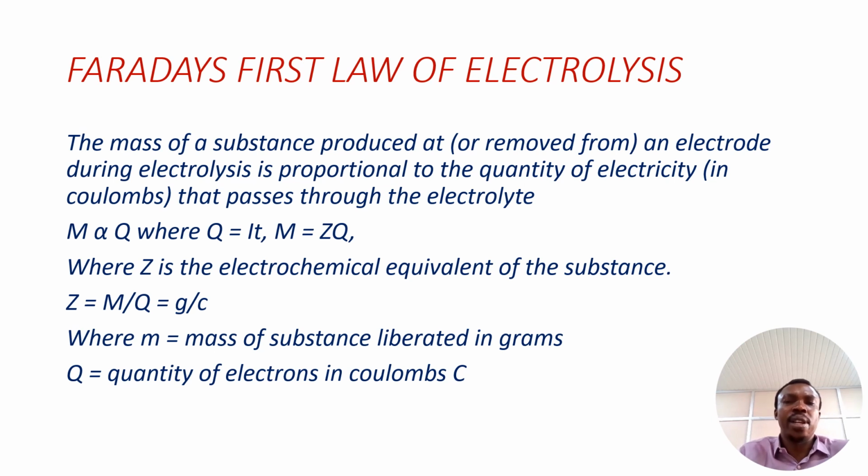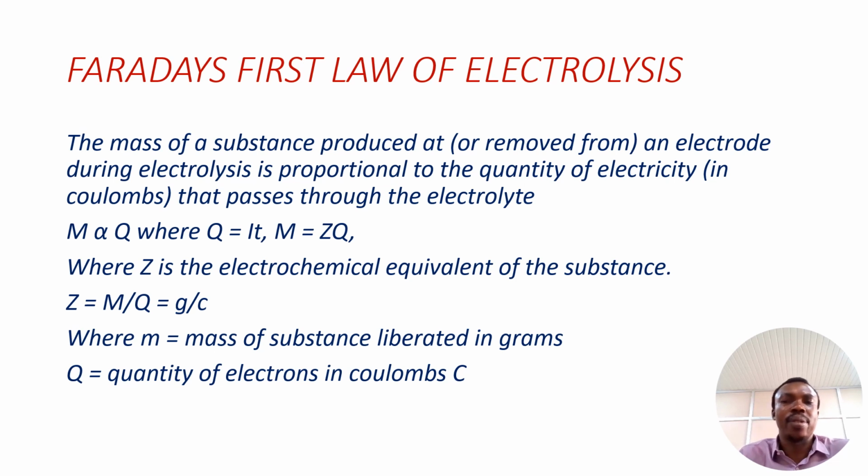Now we're looking at Faraday's first law of electrolysis. Faraday's first law of electrolysis states that the mass of a substance produced or removed at an electrode during electrolysis is directly proportional to the quantity of electricity that passes through the electrolyte. We know that the quantity of electricity is in coulombs. What that means is that when the quantity of electricity increases, the mass of the substance deposited also increases.